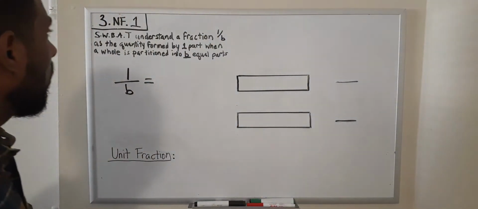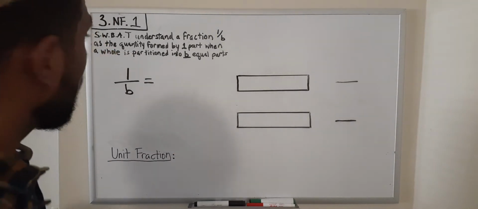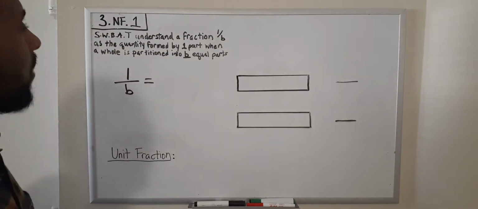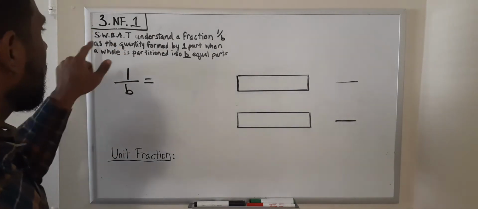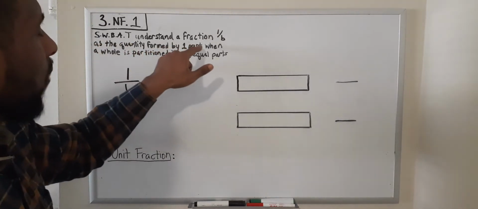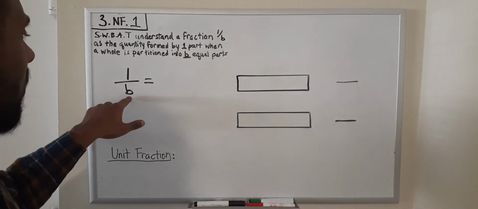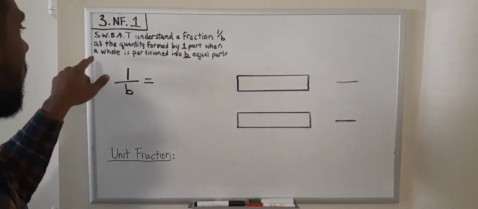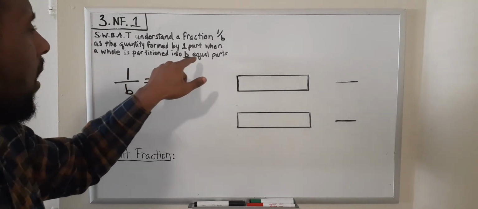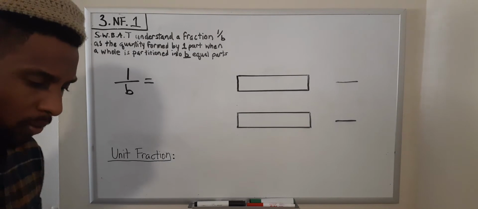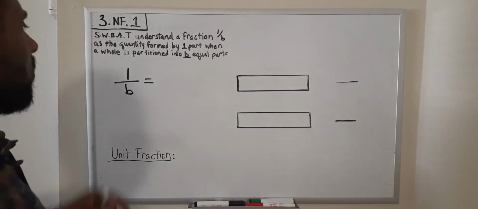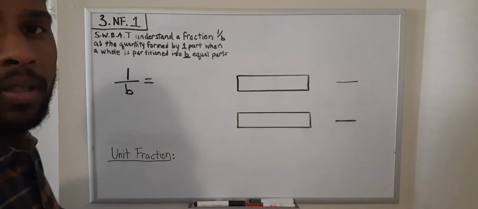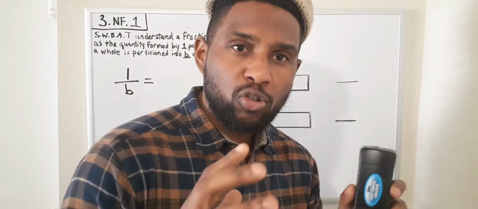So we will begin by going over the focus standard for this particular lesson, and I'll read it now. We are focusing on standard 3.NF.1. By the end of this lesson, students will be able to understand a fraction as 1 over b, as you see that I have here, 1 over b as the quantity formed by one part when a whole is partitioned into b equal parts. So I'm going to talk about what the 1 or the numerator will represent, and also what b will represent in the total number of equal parts that construct or make a whole.